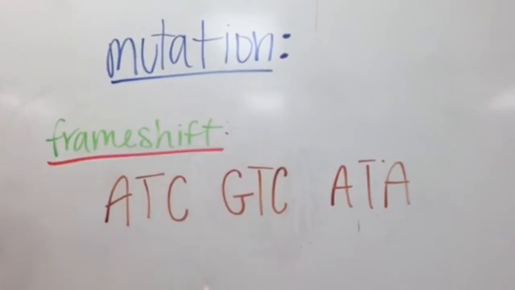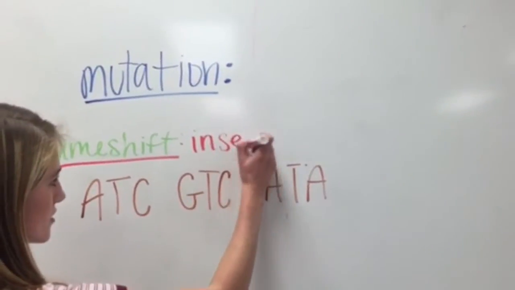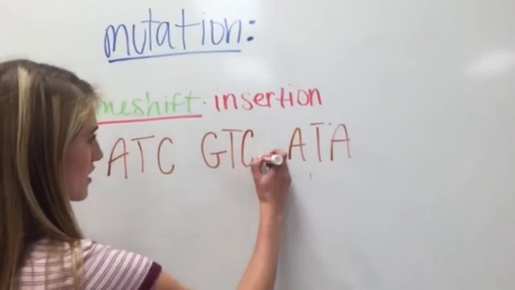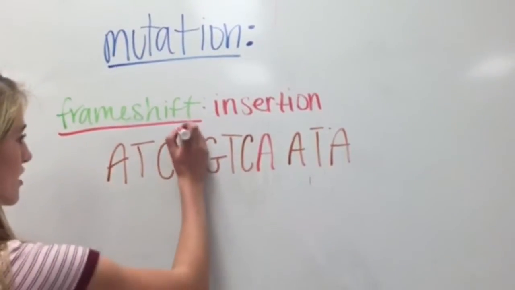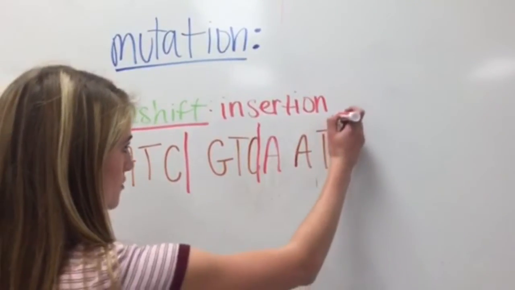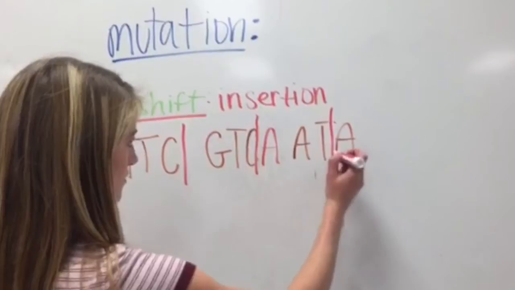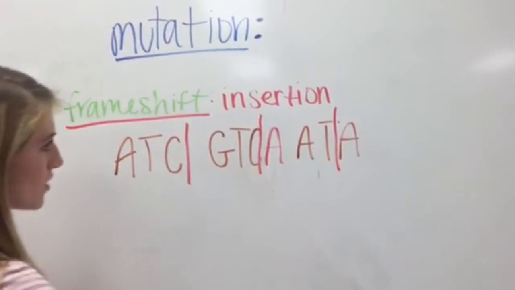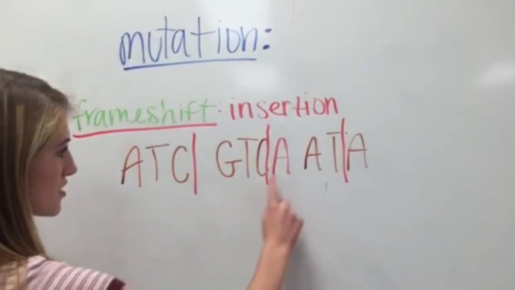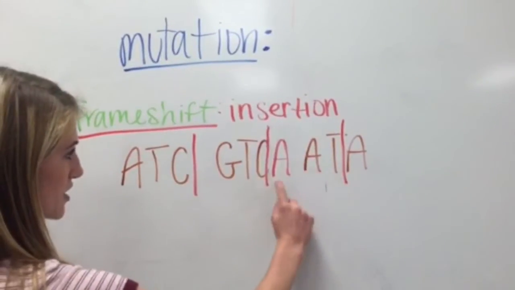The next mutation we will talk about is frameshift insertion mutation. This is when you insert another nitrogen base. This affects the protein the most because it throws off how each codon is read after the place where the base was inserted. Therefore, the amino acids will be different. For example, instead of this codon being read as ATA, it will be read as AAT.